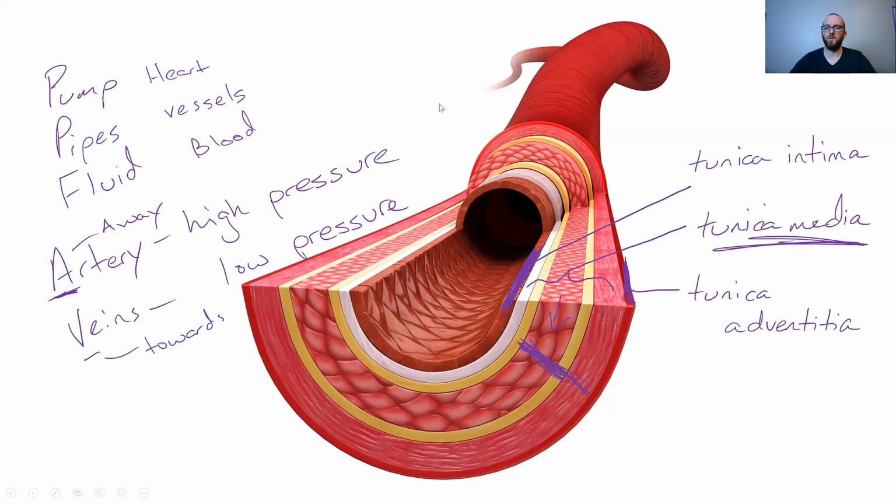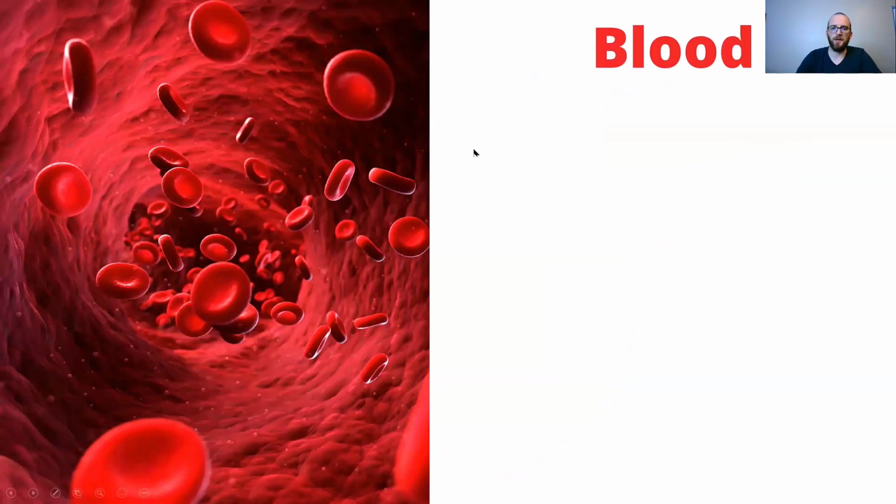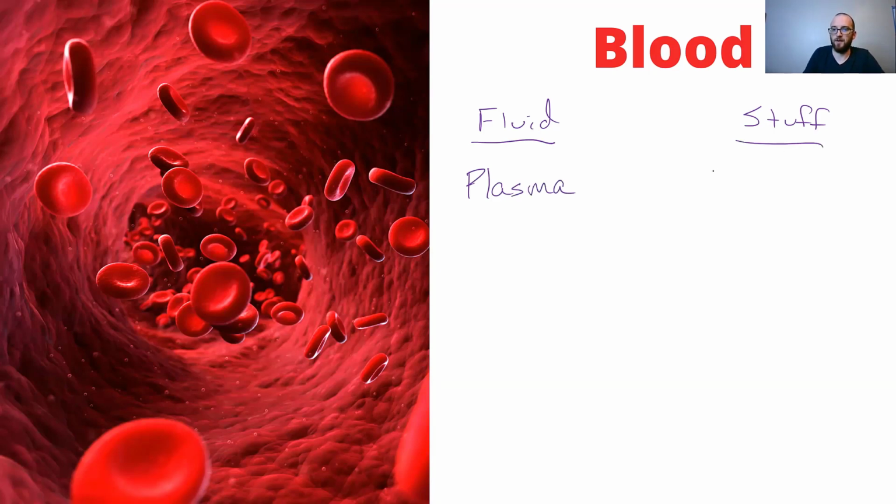Okay. So blood vessel walls is really it on this one for what we're going to talk about. And then on the bloodstream, we have 4 components. We have the fluid and the stuff floating around. The fluid is the plasma, and the stuff floating around, they call the formed elements.